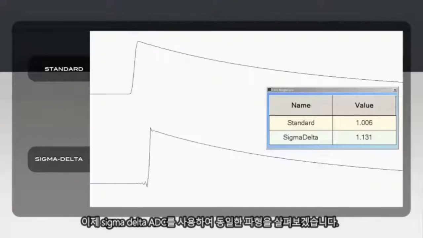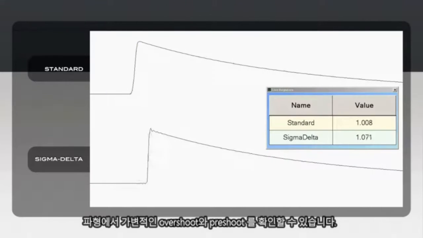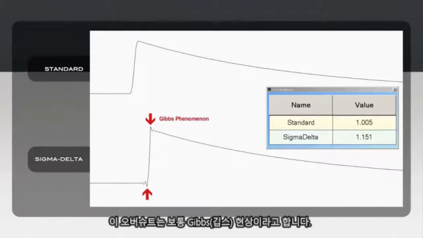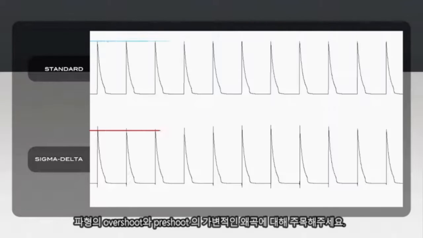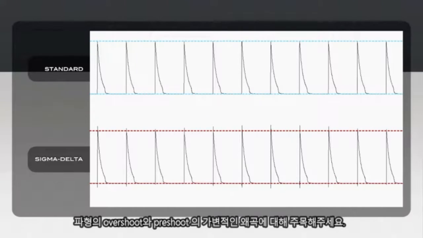Now let's take a look at the same waveform using a sigma-delta converter. You'll notice a significant and variable overshoot and preshoot on the waveform. This overshoot is often referred to as the Gibbs phenomenon. It's the result of the inherent filtering on the sigma-delta chip itself. Notice the overshoot and preshoot on the waveform and the variability of that distortion.